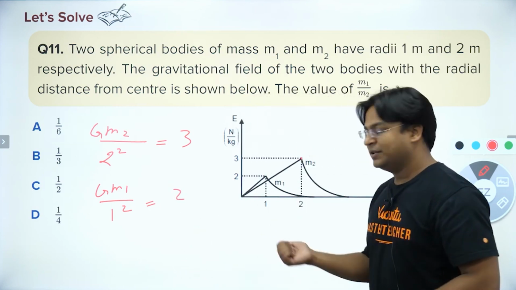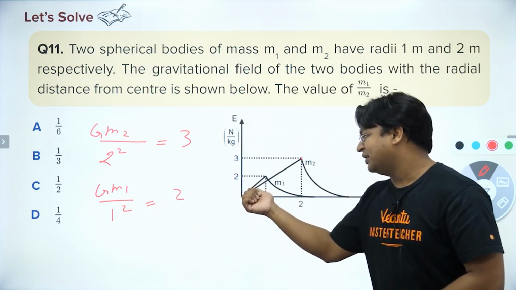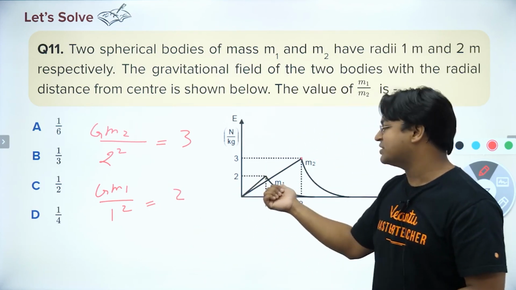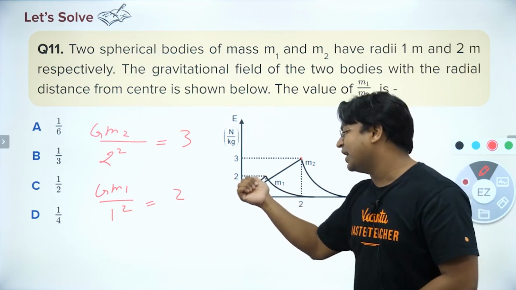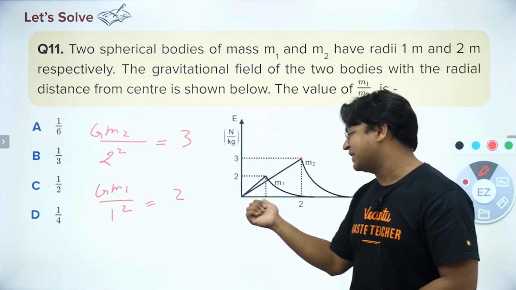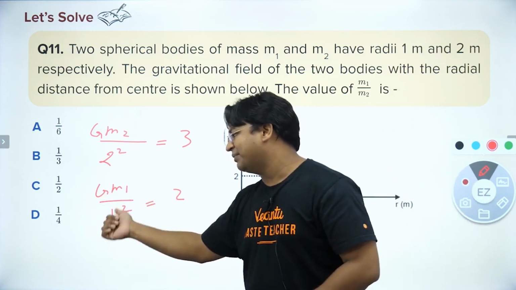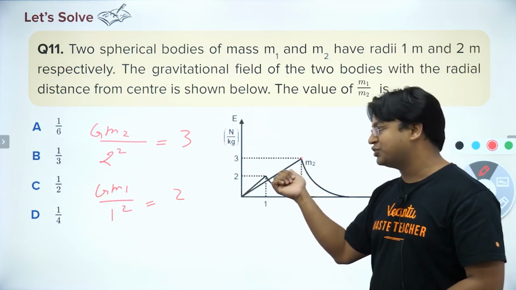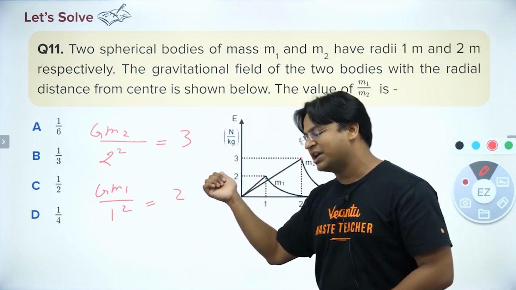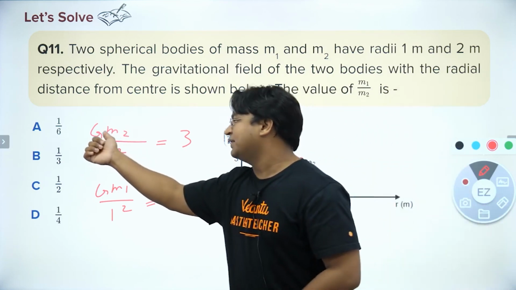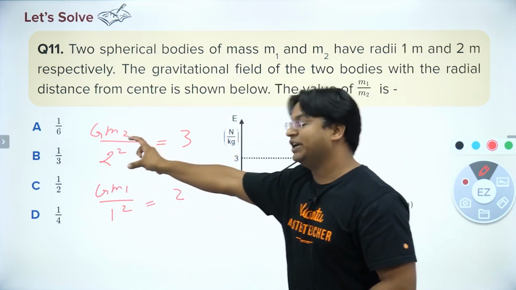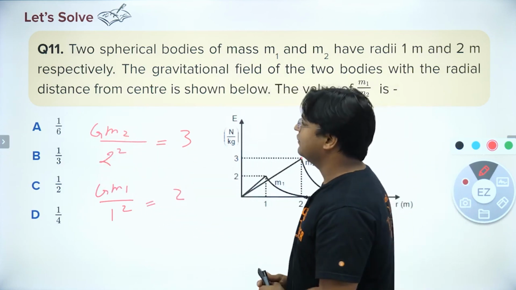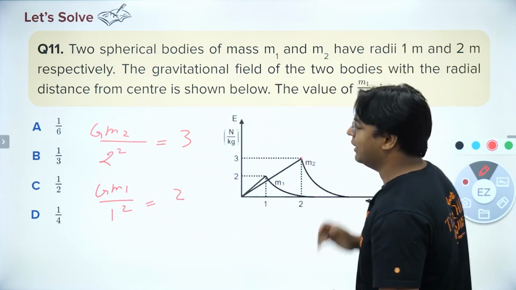Just like this, the question says that the sphere of mass m1 is producing a gravitational field of 2 units at its surface. So I've written Gm1 by radius square is equal to 2, and the graph says that the sphere of mass m2 is producing a gravitational field of 3 units at its surface. So I've written Gm2 by 2 square, that is the radius of the larger one, is equal to 3. We have to find out the ratio m1 by m2.